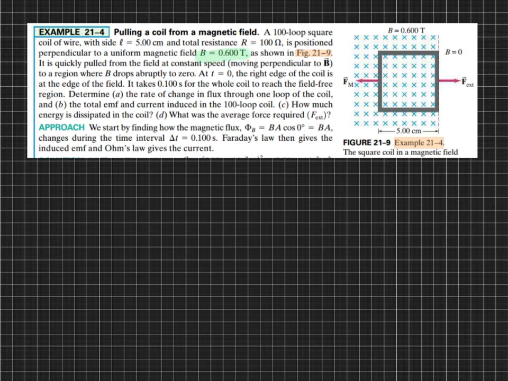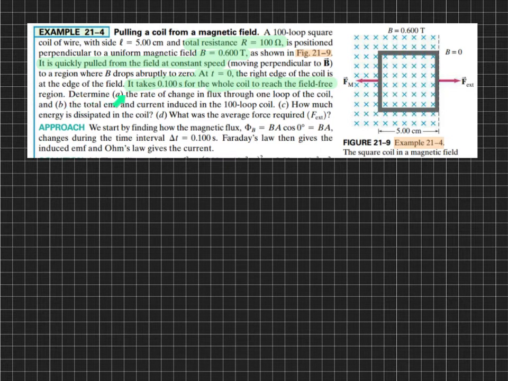The wire itself has a total resistance of 100 ohms, and what we're going to see is that it's quickly pulled from the field at a constant velocity. So at time equals 0, that's the position of the image, and then it takes 0.1 seconds for the whole coil to reach the field-free region. Right, so someone's going to have some external force and they're going to pull it to the right, and this entire coil is going to be removed from this magnetic field into this region here where the magnetic field is 0 in 1/10 of a second.